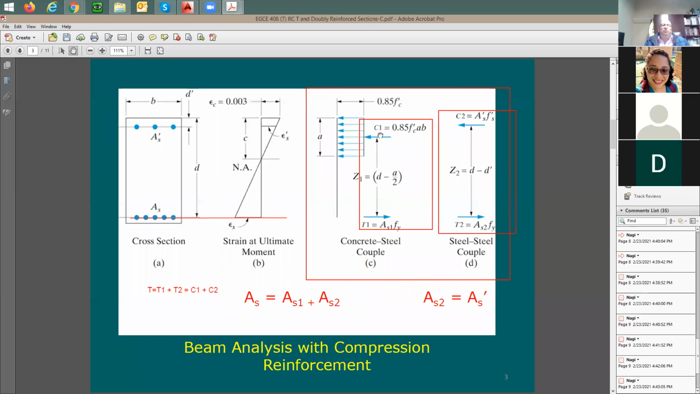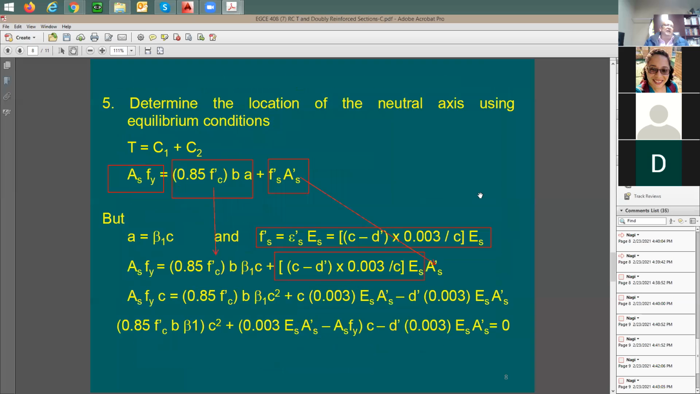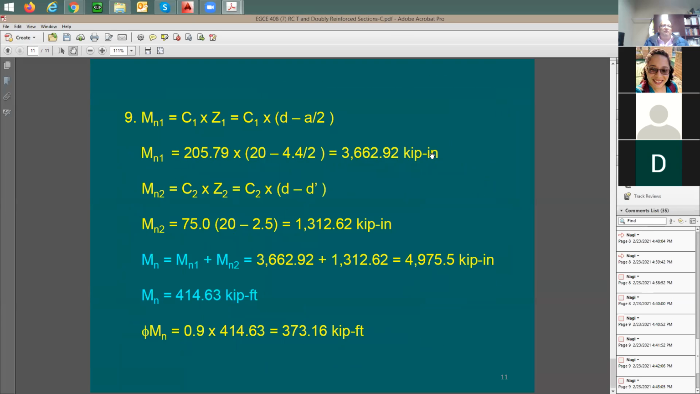So, okay, now I'm going to have two moments. The first moment equals Z1 times C1, or T1 if you like. I'm going to call it C1 because I have the value of C1 calculated. Also, I have C2 calculated. So Z1 is d minus a over 2 for the concrete compression, and for the compression in the steel it's going to be d minus d prime. It's going to be Z2. Mn1 is Z1 times C1, and Mn2 is C2 times Z2. Add these two moments to each other, then divide by 12, and then multiply by the phi factor.